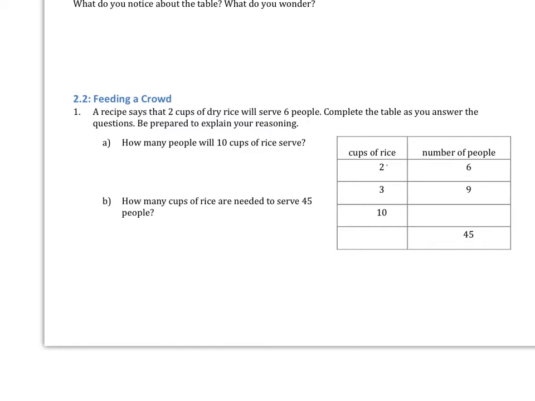So if I do that, if I work down, I'm going to ask myself, what times 2 is equal to 10? Well, we all know 2 times 5 is equal to 10. So I'm going to use that same number on the other side of the table and work my way down. So I'm going to go 6 times 5. Well, we all know 6 times 5 is equal to 30. So I know that 10 cups of rice will serve 30 people.